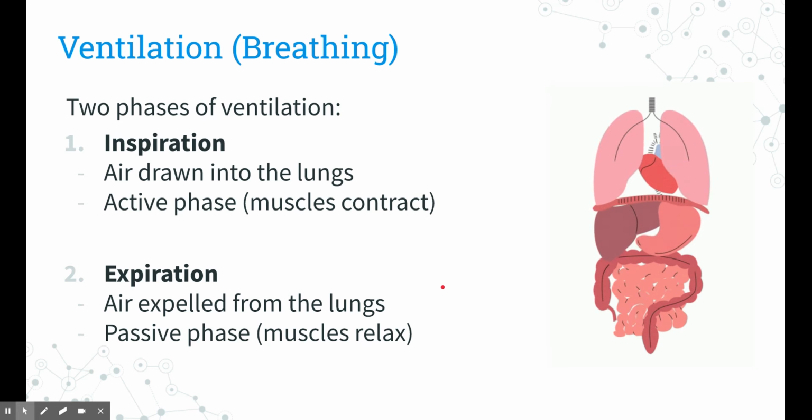So ventilation or breathing has two phases. The breathing in, we call inspiration or inhalation, and that's where air is drawn into the lungs. This is an active phase. It requires muscular contraction. The main muscle of inhalation or inspiration is the diaphragm.